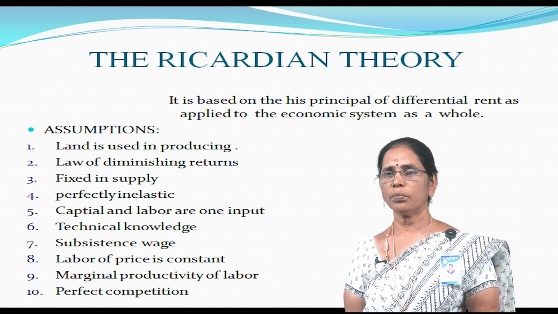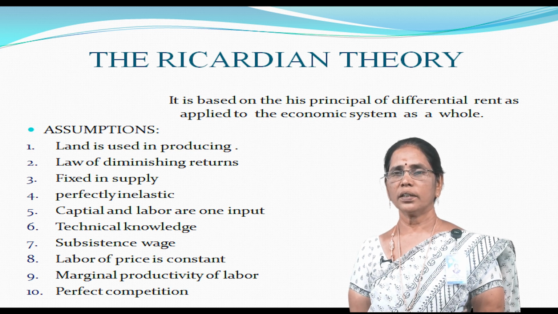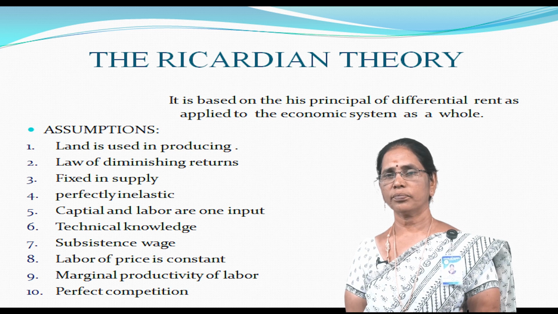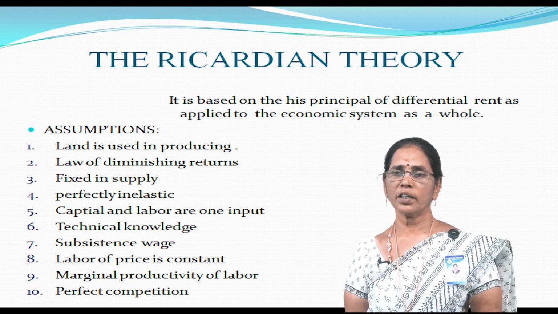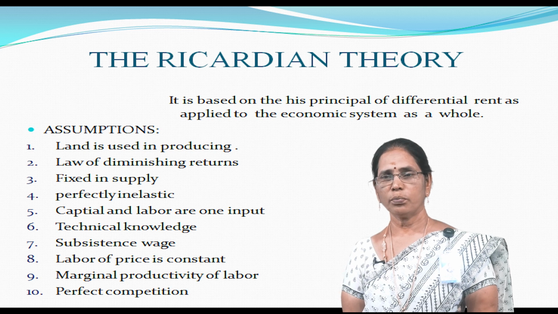Land is used in producing corn. Here, the Ricardian theory is based on land. Then, the theory is based on the law of diminishing returns to scale. The third assumption is that land is fixed in supply. The fourth assumption is that supply is perfectly inelastic. Capital and labor are treated as one input.